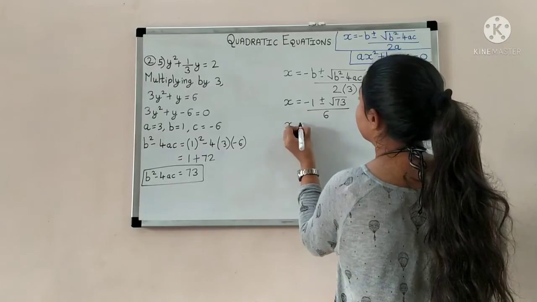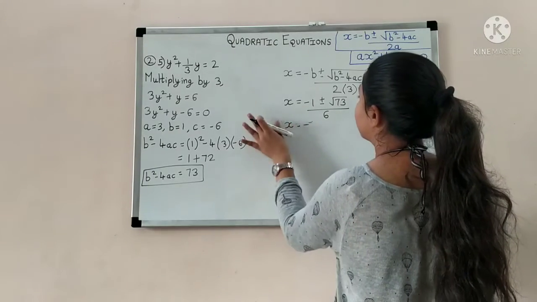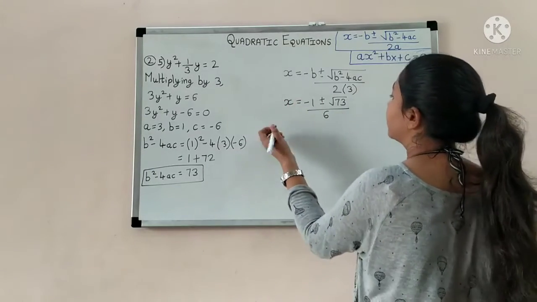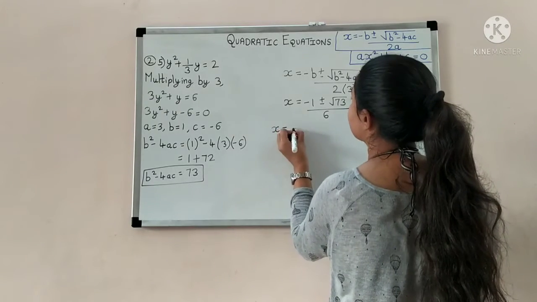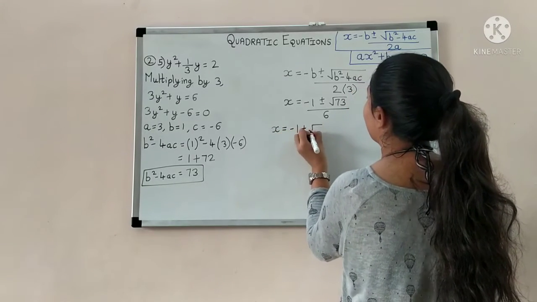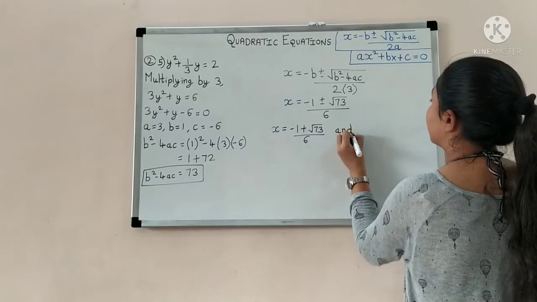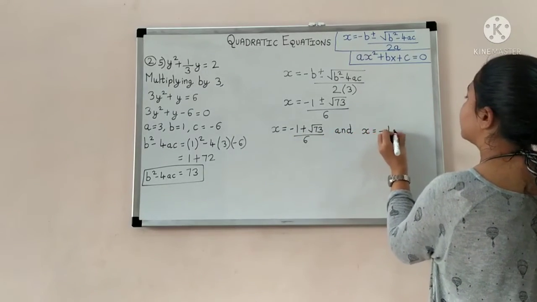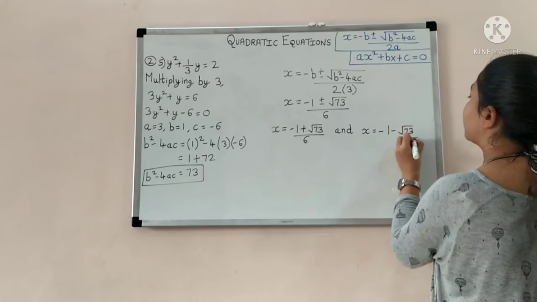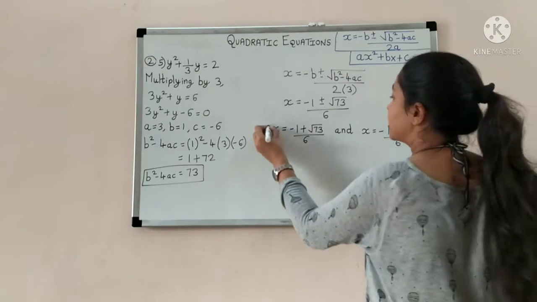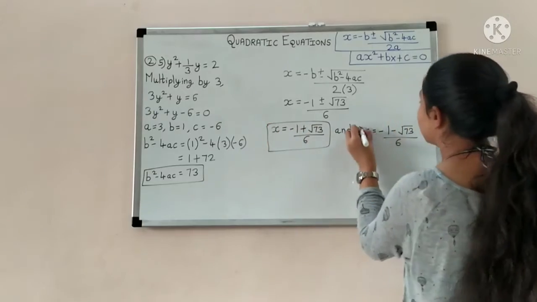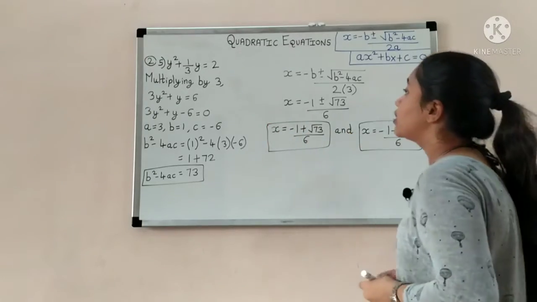Okay. So x will be minus 1. Now you can directly separate because we don't have anything in common here. So you can directly separate the answers. x is equal to minus 1 plus root 73 upon 6 and x is equal to minus 1 minus root 73 upon 6. Okay, so these are both of your answers for this question. Okay, so I hope this is clear.